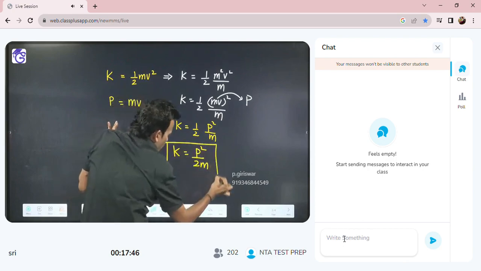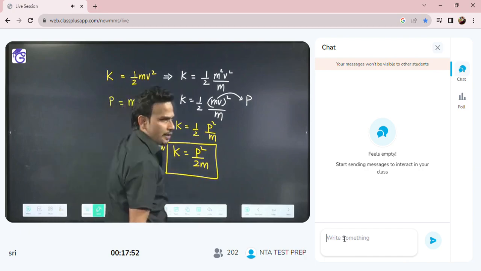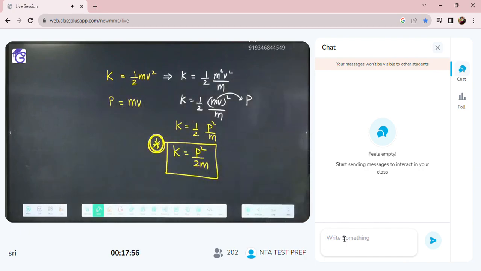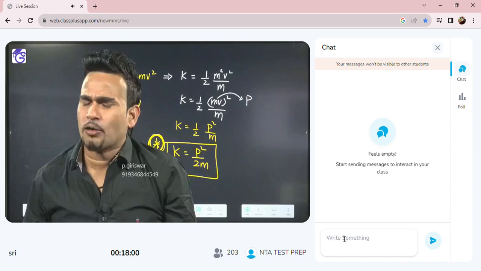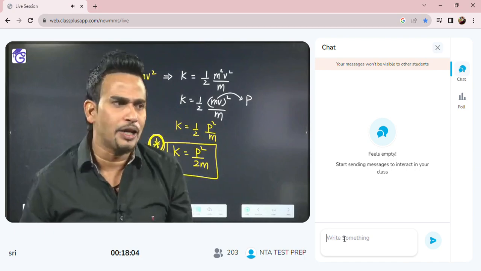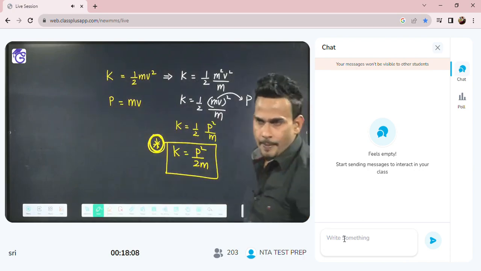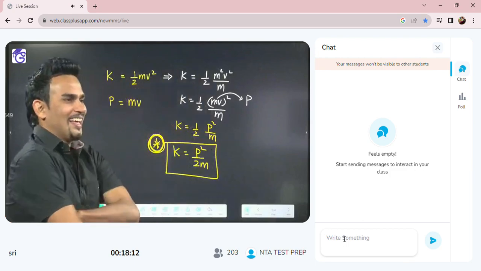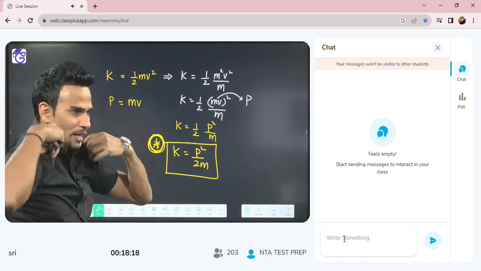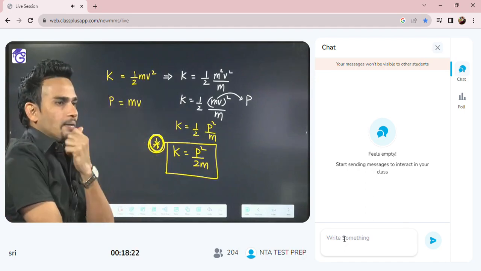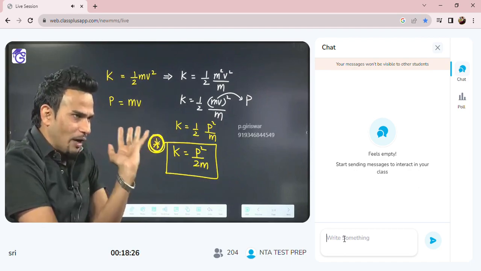This is the result from where questions have been asked. At least 10 previous year NEET questions have been asked from here. The kinetic energy of a body is related to momentum: K is equal to P square by 2m. Is it okay? Then we start with numericals from here. Kinetic energy will be equal to P square by 2m.